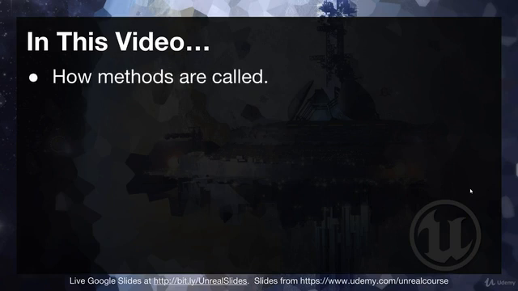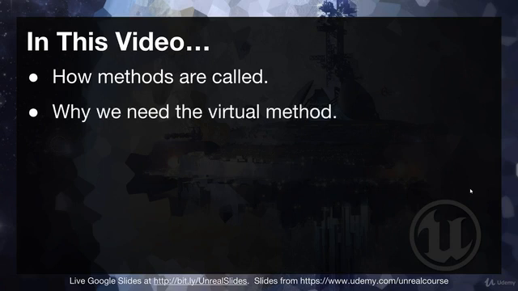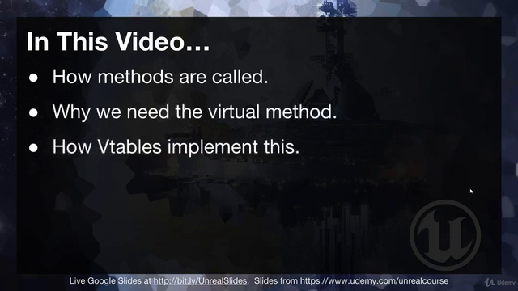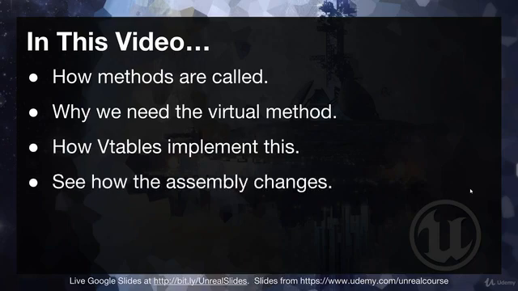We're going to be talking about how methods are called, not in a general abstract sense, but in a very, very specific sense of how they're called in the machine assembly language. We are going to be looking at why we need virtual methods, and how vtables are used to implement virtual methods in C++, and how the assembly changes. We're actually going to be diving in and looking at how assembly changes when we change our code, and we're going to be using a really cool little tool to do that.